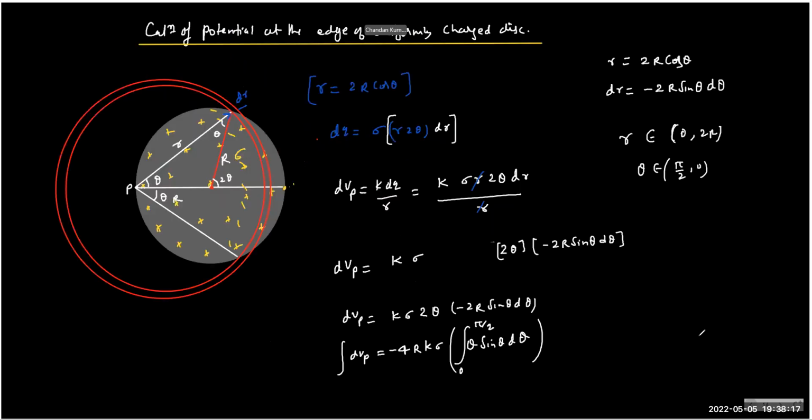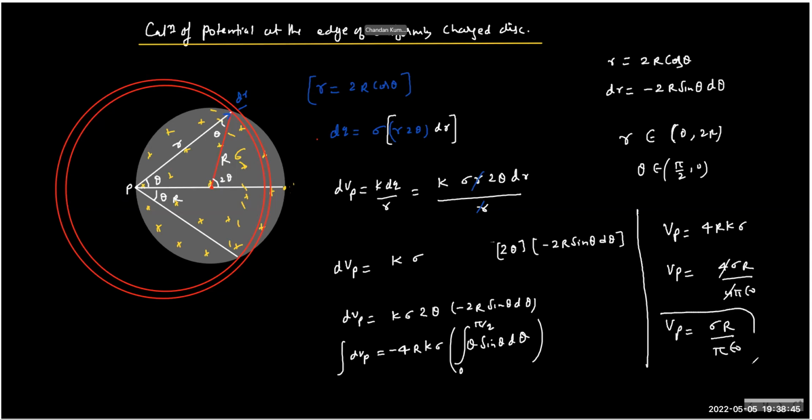Anyway, so the whole idea is the potential is 4RK sigma. That's it. That's the answer, because the other term is minus 1. And we can write K as 4 pi epsilon naught. So the 4 cancels out, and what we get is a very fine answer: sigma R by pi epsilon naught. Earlier it was 2 epsilon naught, right? Yes. And now it is pi. Pi is more than 2, so the potential at the edge will be less than at the center. Okay. Yes.